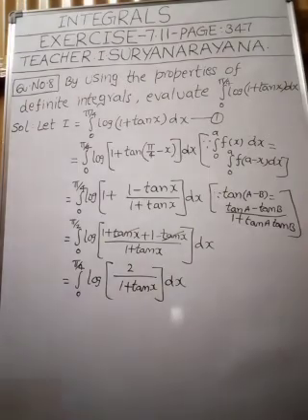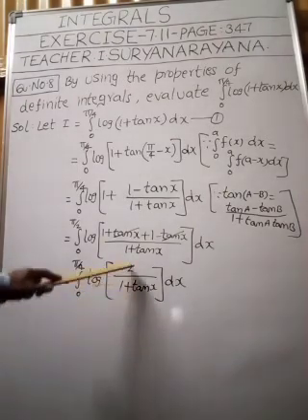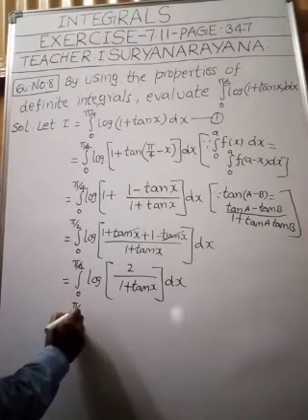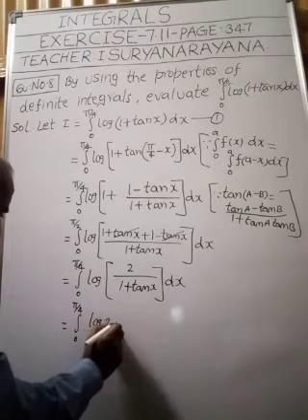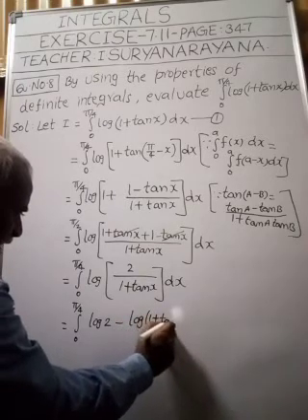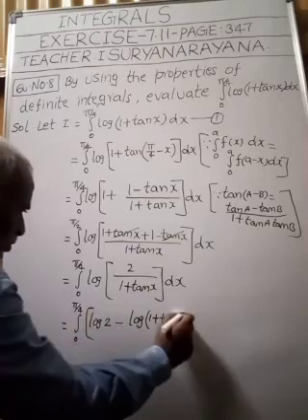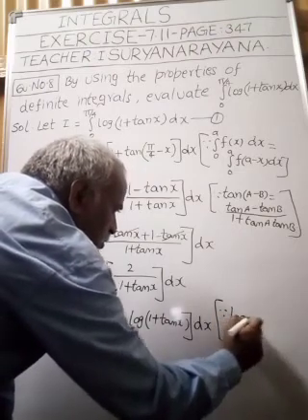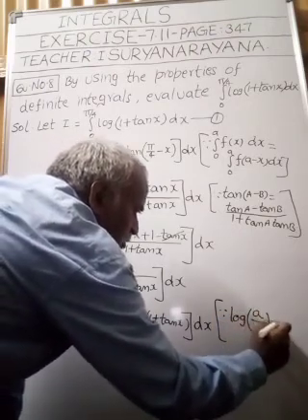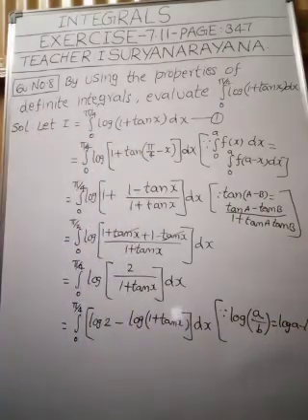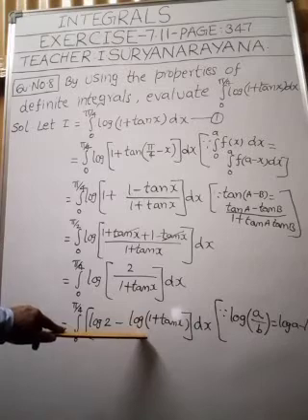Okay, my children? Now, if you observe this function, it is in the form of log of a by b. We use the logarithm property here. Integral 0 to pi by 4 log 2 minus log of 1 plus tan x dx, because log a by b is equal to log a minus log b. Okay, my children, by using this logarithmic property, I wrote these two terms. Understood this step, my children?